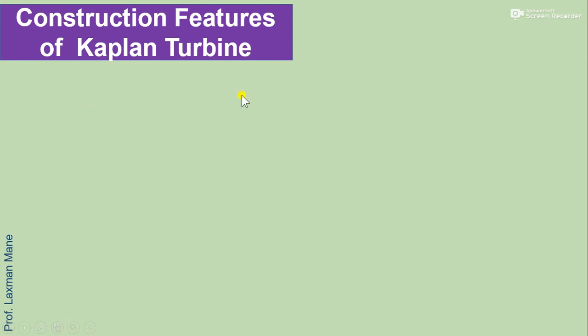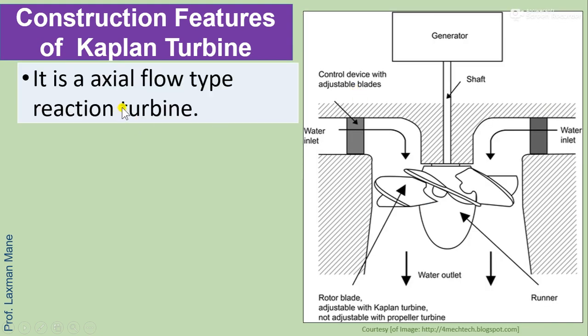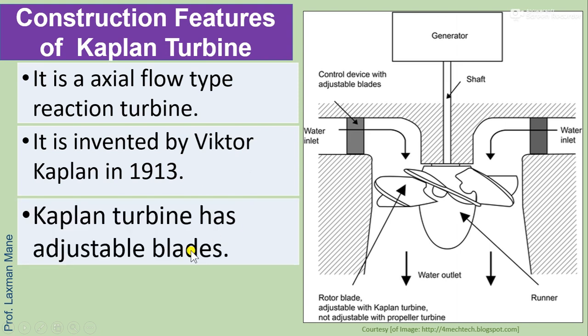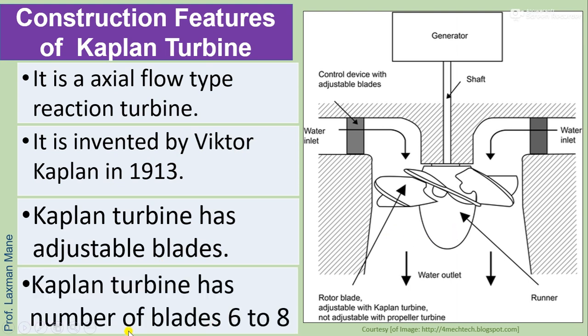Now we will see construction features of Kaplan turbine. It is an axial flow type reaction turbine. It was invented by Victor Kaplan in 1913. Kaplan turbine has adjustable blades. Kaplan turbine has number of blades 6 to 8.